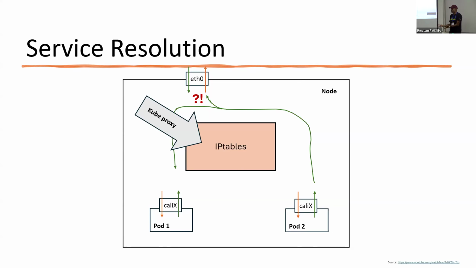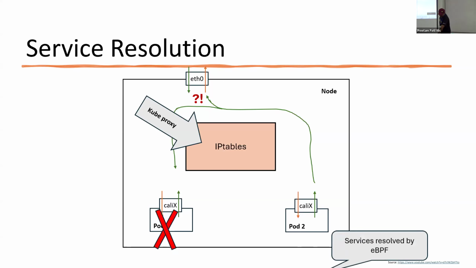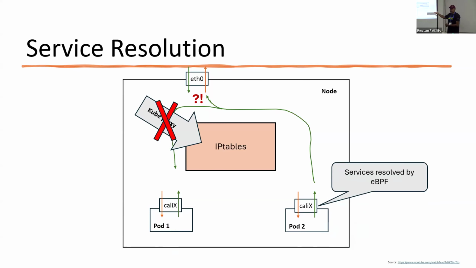Now you don't have the kube-proxy. Who is going to do it, right? Your eBPF is going to do that. Calico writes the eBPF data plane, and the data plane takes care of actually inserting all those rules and managing all those rules, right?